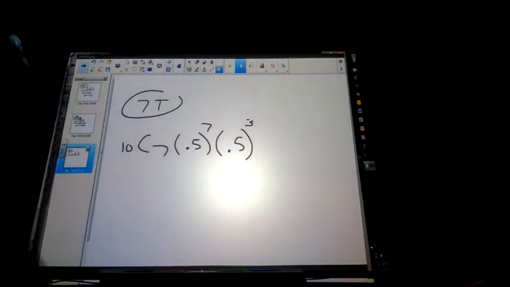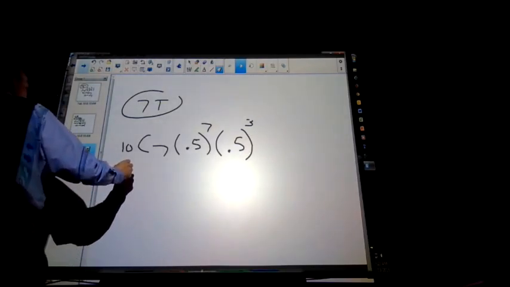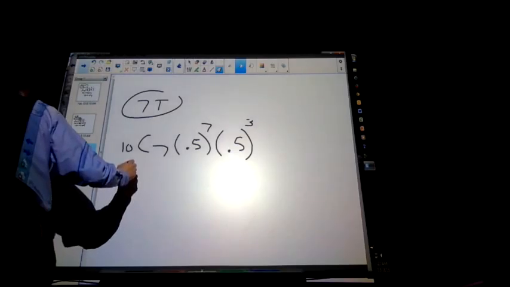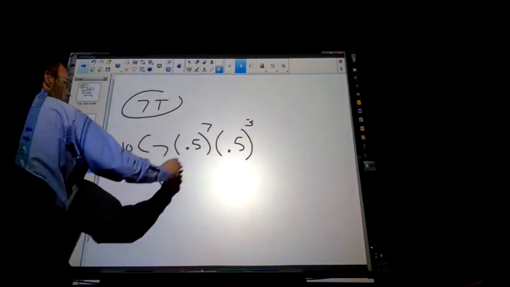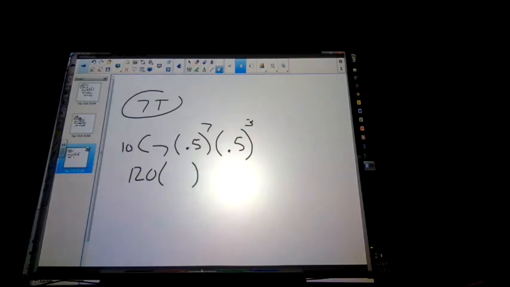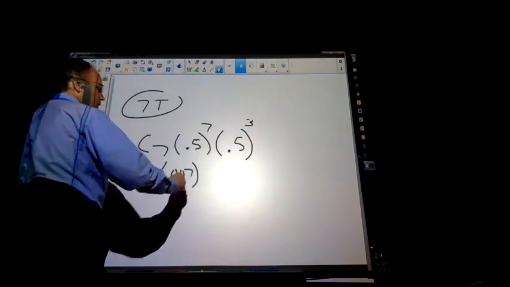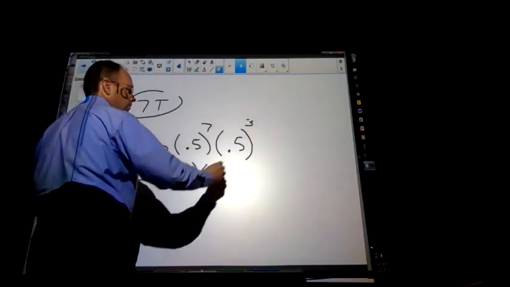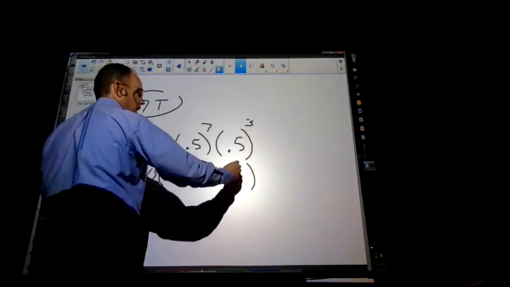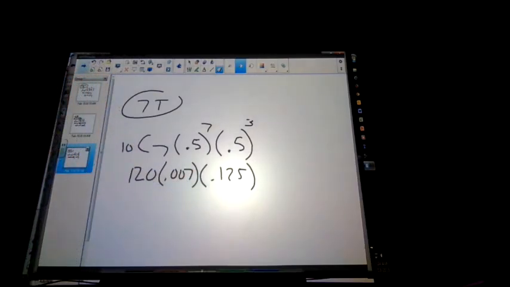How much? 120? All right? Yeah. 0.5 raised to the 7th power. 0.007. 0.5 to the 3rd. 0.125. Multiply that out, please.